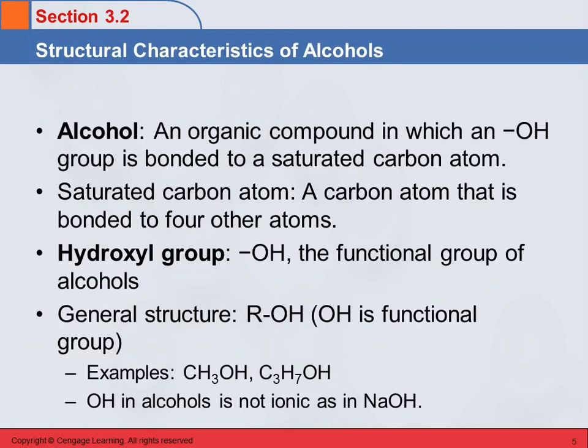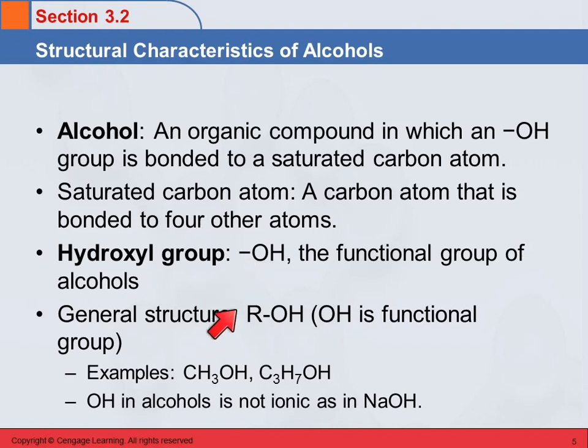Okay, so what is an alcohol? An alcohol is an organic compound in which we have a hydroxyl group attached to a saturated carbon atom. So the hydroxyl group is the OH, and that is the functional group for alcohols. Alkanes didn't have any functional groups. Alkenes, the functional group was a double bond. Alkynes had a triple bond functional group. And so the alcohol's functional group is this hydroxyl group.